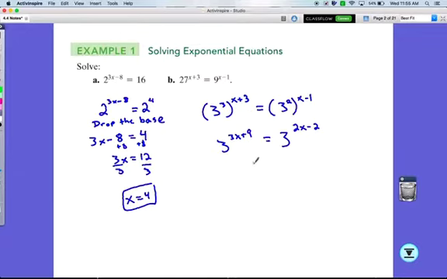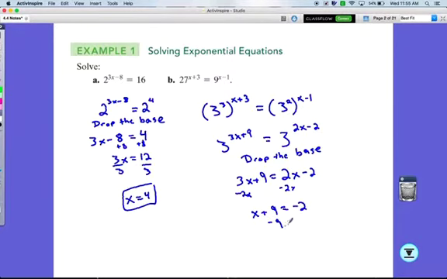Now I drop the base. I end up getting 3x plus 9 is equal to 2x minus 2. So since the bases are the same, I can drop them. And then I solve out that equation. Subtract the 2x over. So I get x plus 9 is equal to negative 2. And then I subtract the 9. I get x is equal to negative 11.